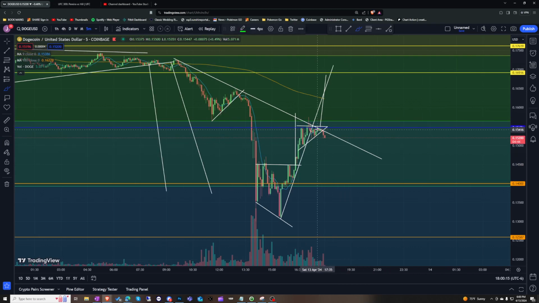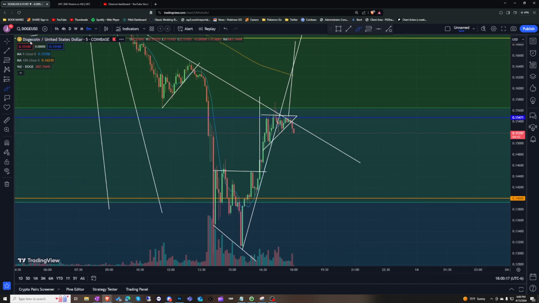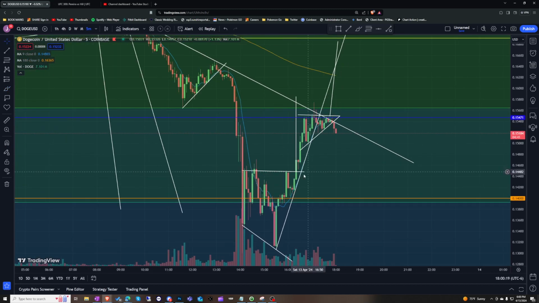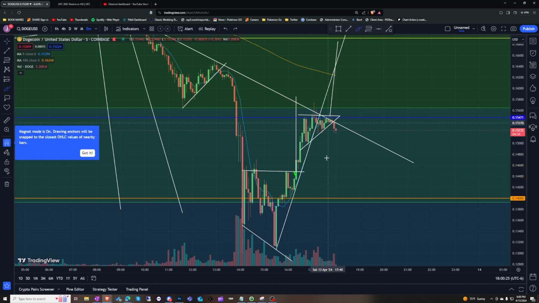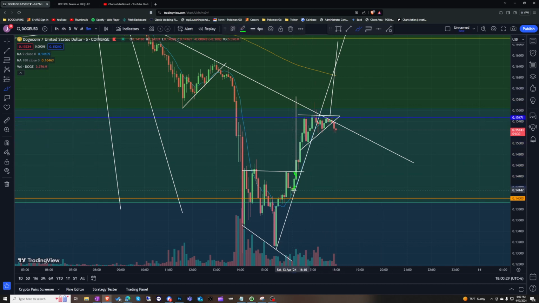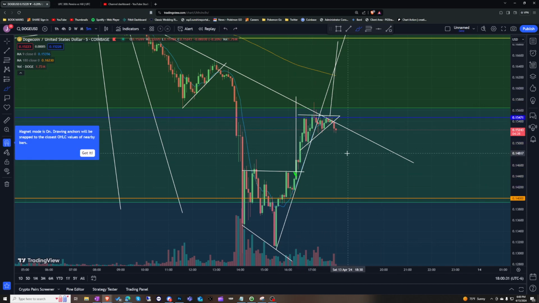The thing that I was looking at before I started making this video is it kind of looked like a little bull flag from here to there. So we had a nice little run up and consolidation. If we would have broken to the upside, I would have been targeting from the bottom of that pole to the top of that pole.